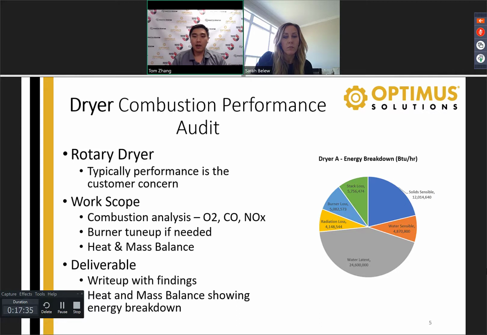What you see on the right is a pretty typical dryer heat mass balance energy breakdown. What's interesting here is the gray is water latent heat and the orange is water sensible heat. Most of your dryer should be doing that, okay? Water latent heat is the boiling or the evaporation of water after it exceeds 212 degrees Fahrenheit. And water sensible is the energy it takes to heat it up to that point. So normally on a dryer, you should see at least 40 to 60% energy usage for the water.